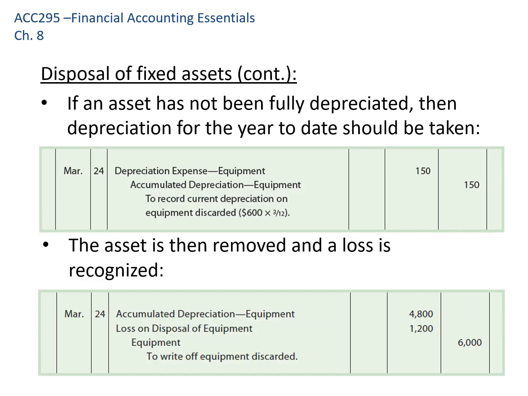The next example is where the asset has not been fully depreciated, so maybe it's during the middle of the year, so we depreciate it up to that point of the year, and then we remove it. In this case, we have a loss because there is some book value, and we're just getting rid of the equipment without getting anything in return for it, so we recognize a loss on disposal of equipment. So that's how that's done.